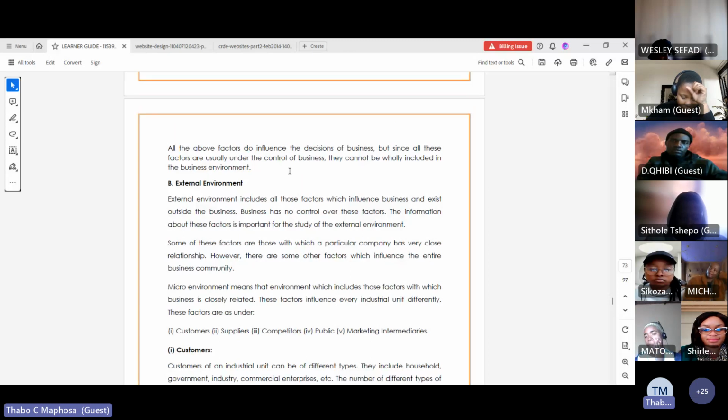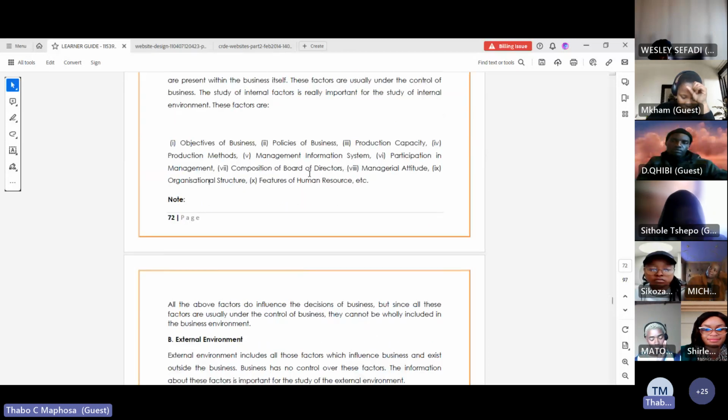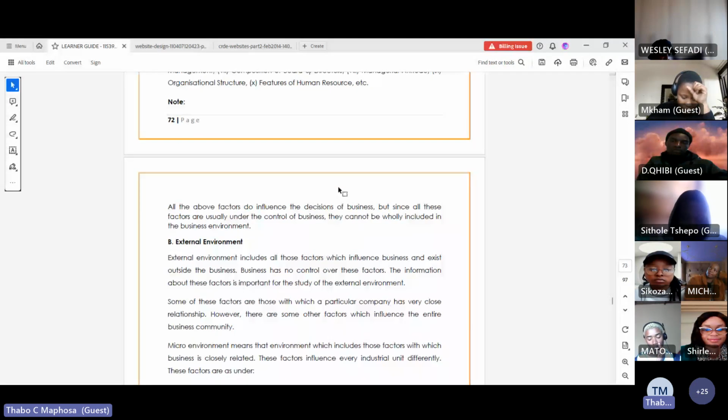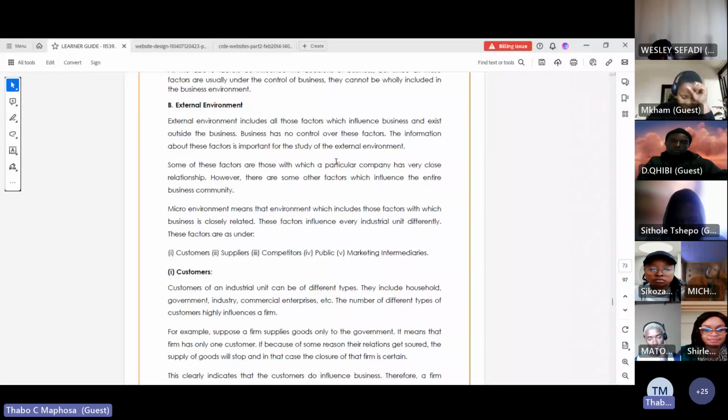Like I said, especially when it comes to the board of directors, it tends to be a little bit tricky. But anyway, when it comes to the external environment, we're looking at forces from outside that the business has no control over. That is what the external environment is. These are forces from outside that a business doesn't have control over.